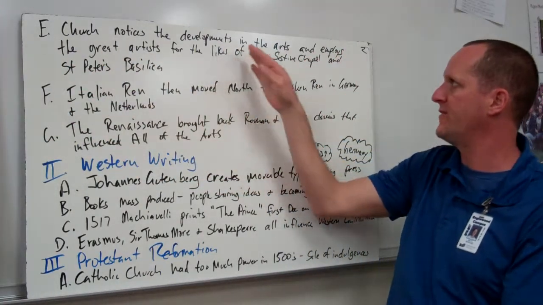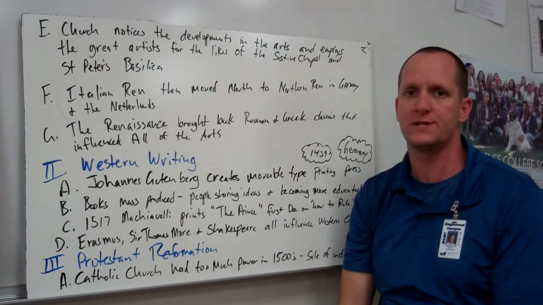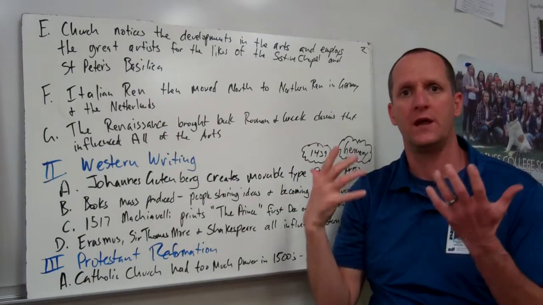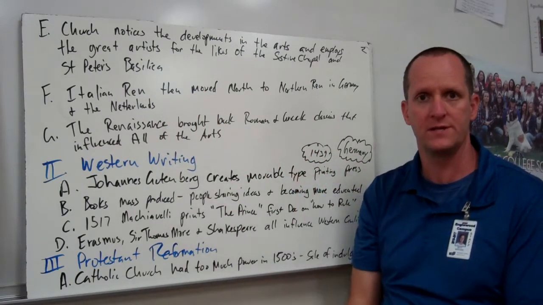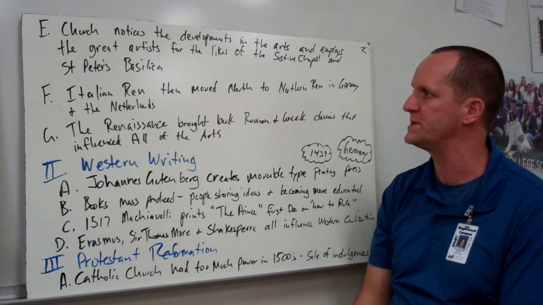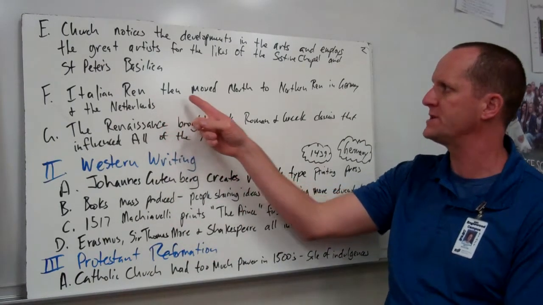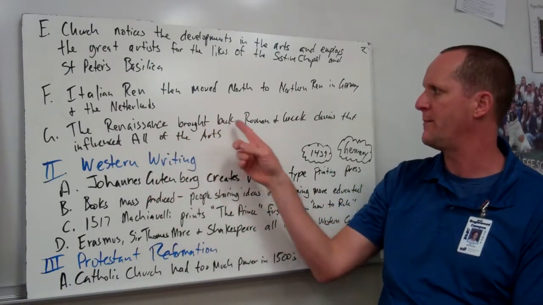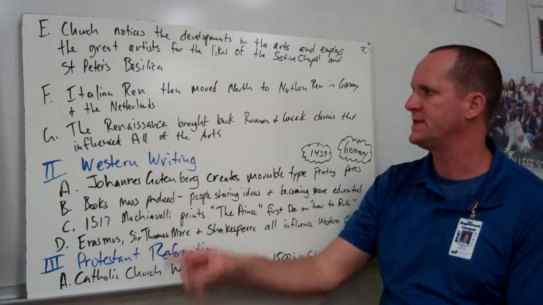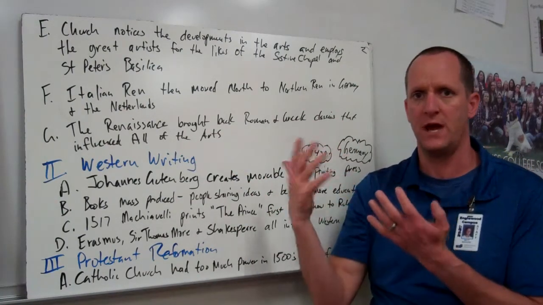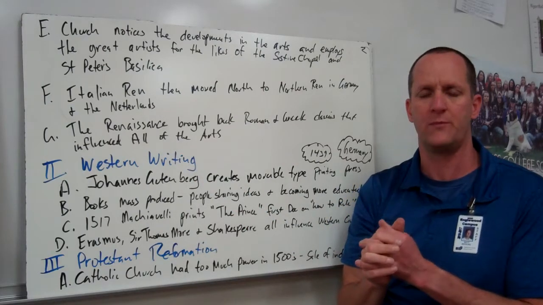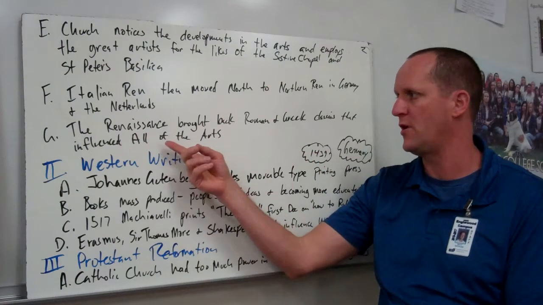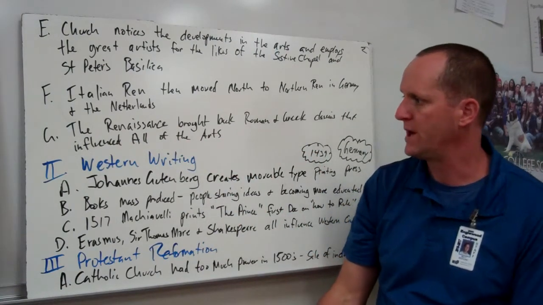Now the church notices the developments in the arts and employs the great artists for the likes of the Sistine Chapel, St. Peter's Basilica, and other great works that you can still obviously go on tours to see in Rome to this day. Now the Italian Renaissance then moved north, the Northern Renaissance, Germany and Netherlands. The Renaissance brought back Roman and Greek classics that influenced all of the arts. So obviously we have some of the great works like the Sistine Chapel, but these were all just a small part of all of the arts that were influenced by the Renaissance.